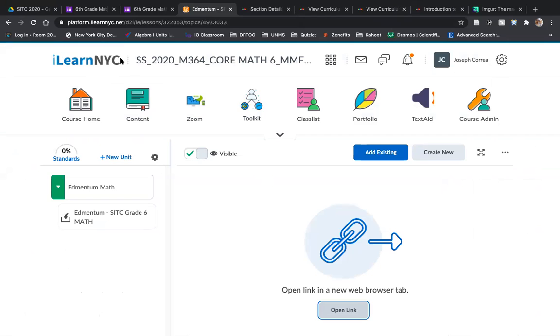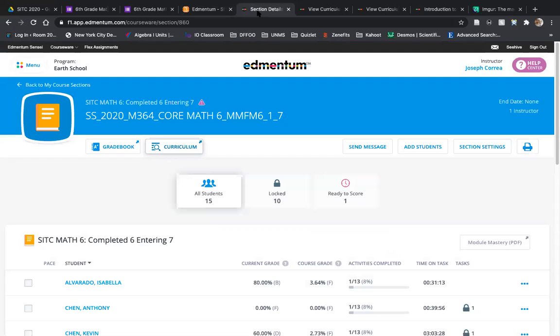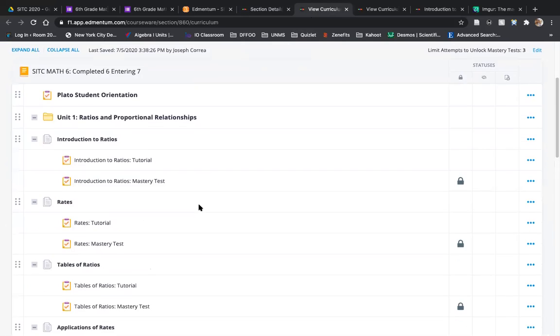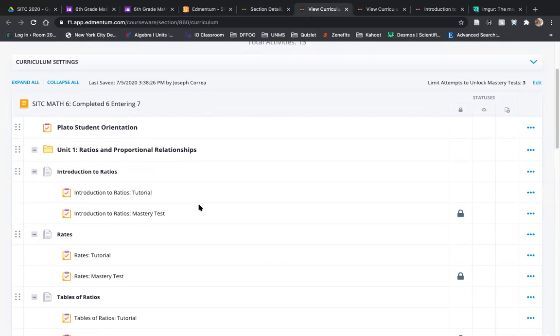So from the I Learn New York City page, on the left-hand side, you should see something that says Edmentum Math. You click on that, click this open link, and that should take you to the Edmentum Math page. Once you're there, it's going to look a little bit different for you. You want to find where it says curriculum, or you should be able to eventually get to this page here that shows the work that we're doing so far. The lesson we're working on today is the one that says Introduction to Ratios tutorial. That's what we're working on first.